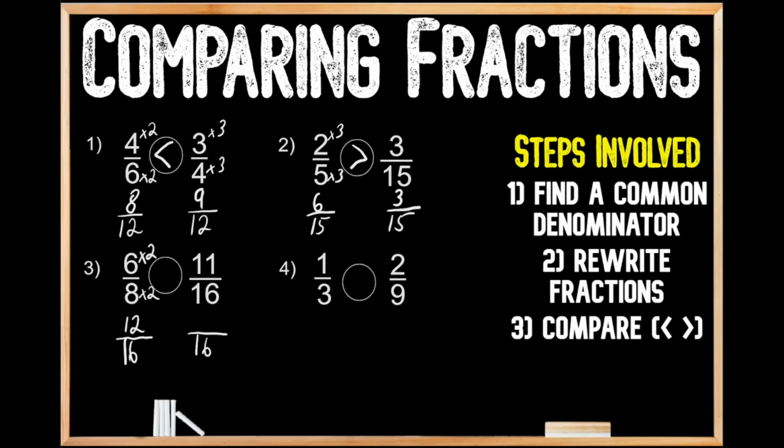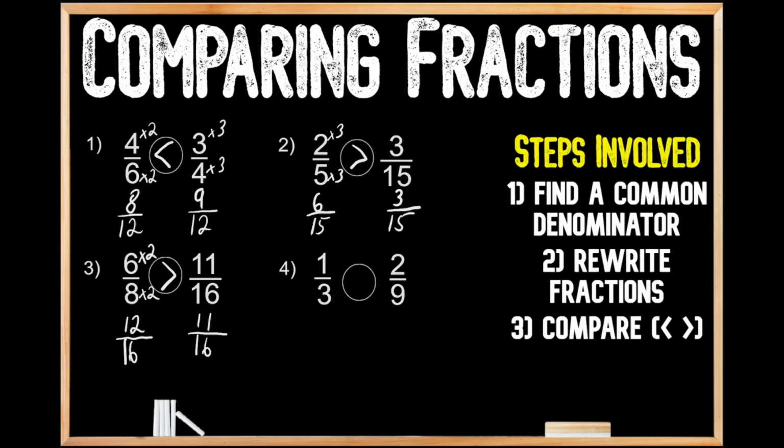And we didn't have to change the second fraction, so our numerator stays 11. And moving on to our last step, when we compare these two fractions, we can see that 12/16 is greater than 11/16. So the alligator always eats the larger fish, so 6/8 is greater than 11/16.